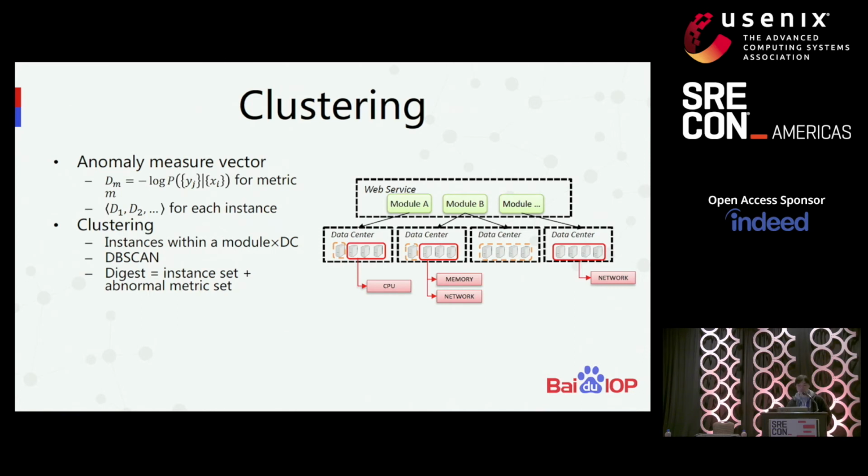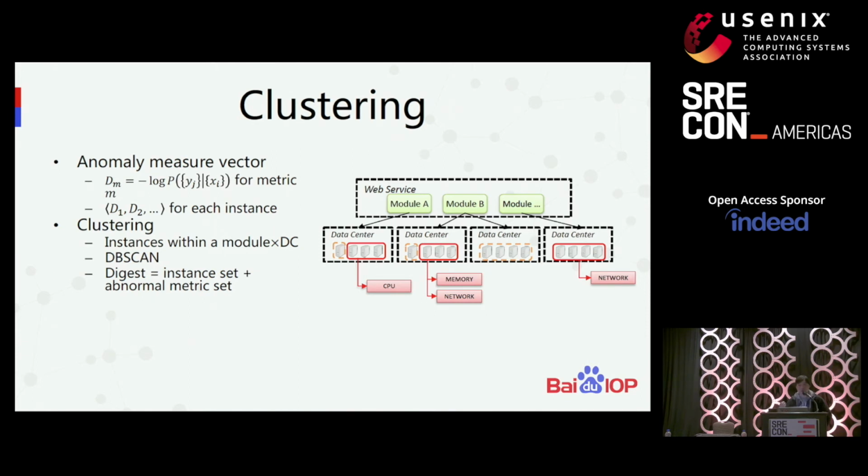We cluster the instances within a module and in the same data center. You can use different distance functions as you like, but we recommend using the DBScan algorithm to perform the clustering. This is because we do not know how many clusters to produce in advance, and DBScan does not need us to specify that.